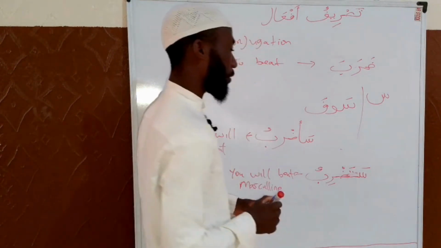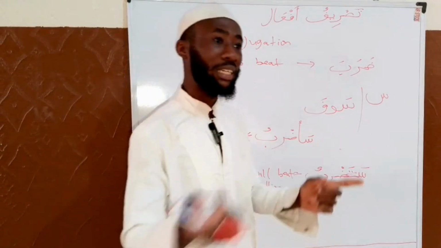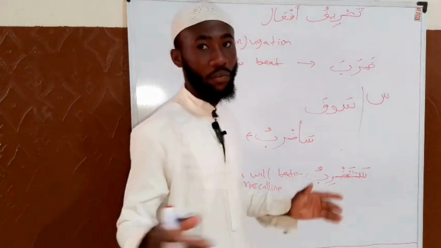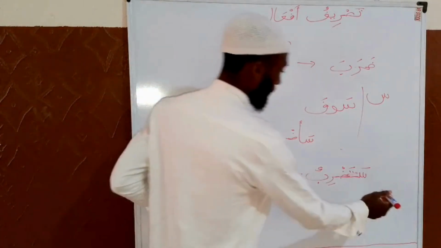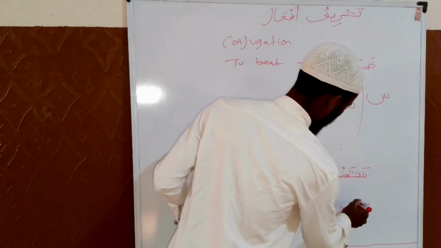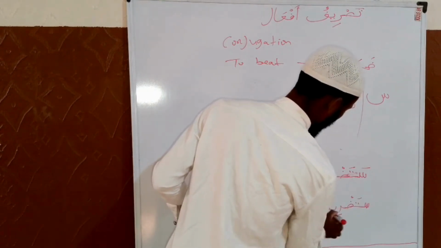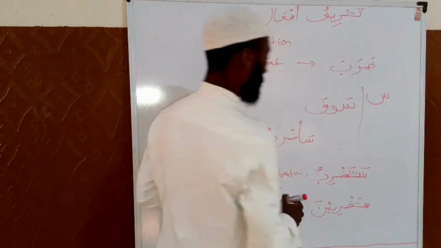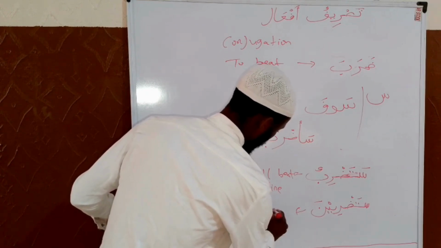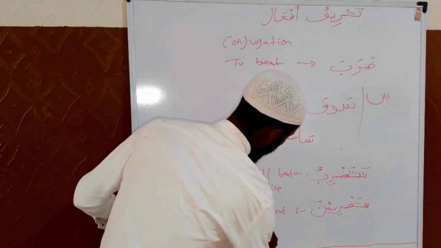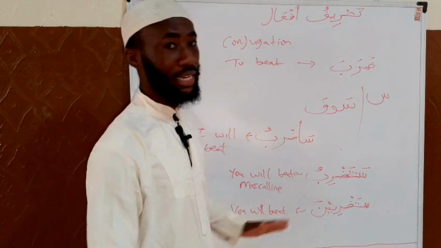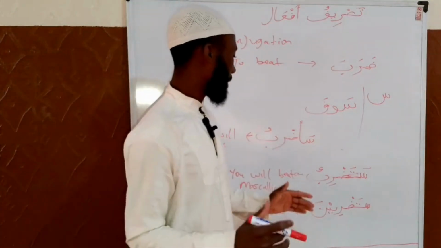Now for the feminine, how do you say this? That's going to be satadribina. We have satadribu, which is meant for the masculine, and for the feminine it is going to be satadribina, you will beat. So satadribu, then satadribina. That is for the future tense.